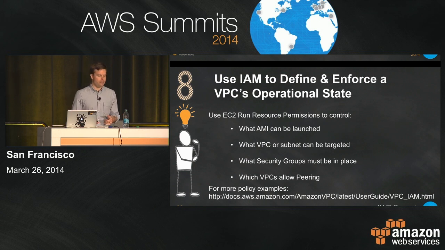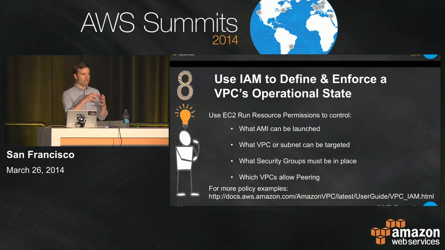So real quick, tip 8. This is using the new EC2 Run resource permissions to control exactly what goes into your VPCs. In our previous example, we have shared services VPCs and customer VPCs. You want to make sure you can control who can do what in each one. A key way to do that is the new functionality of EC2 Run to support resource permissions, which allows you a very fine level of granularity of control of who can do what.